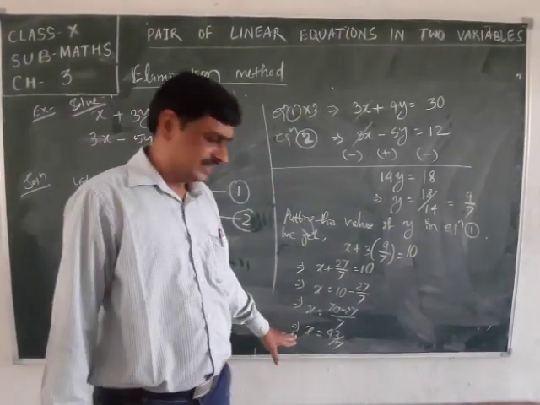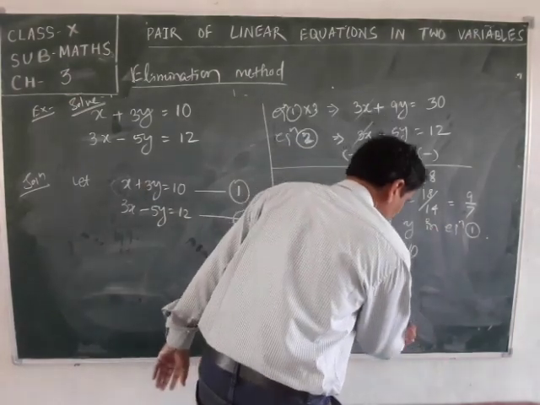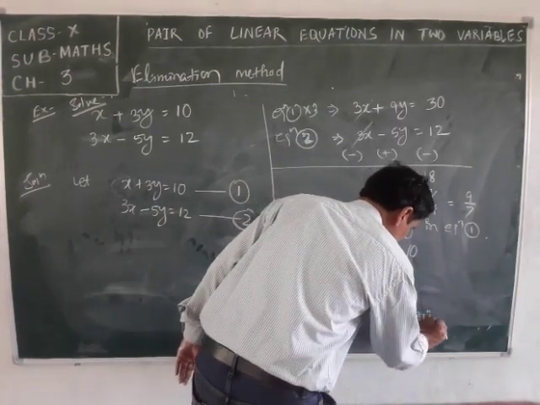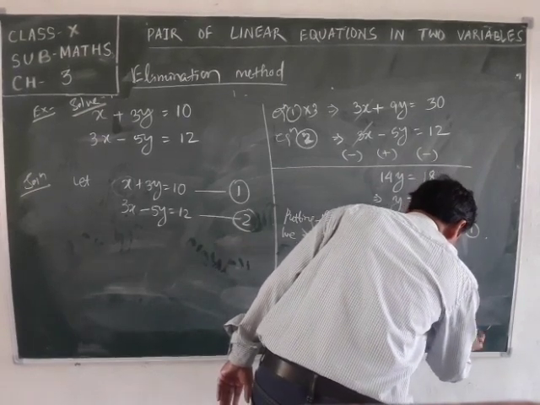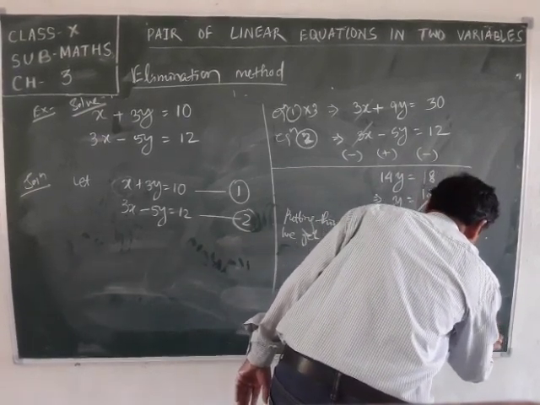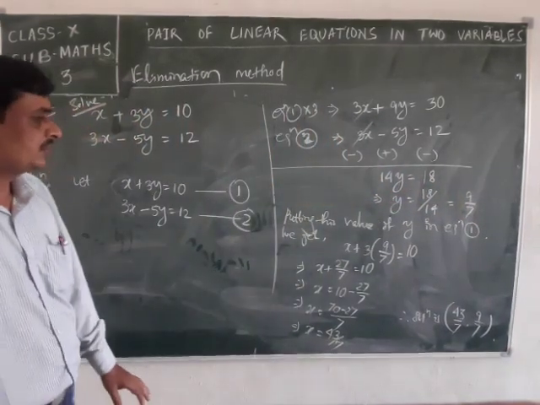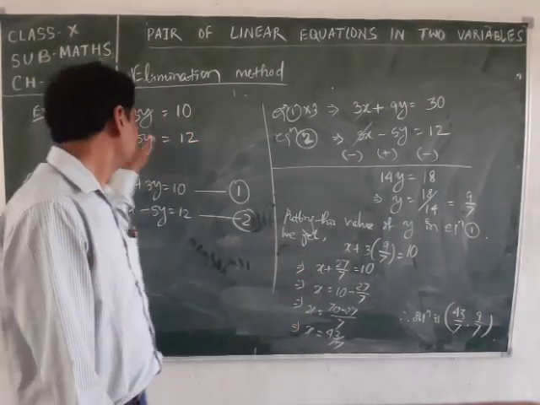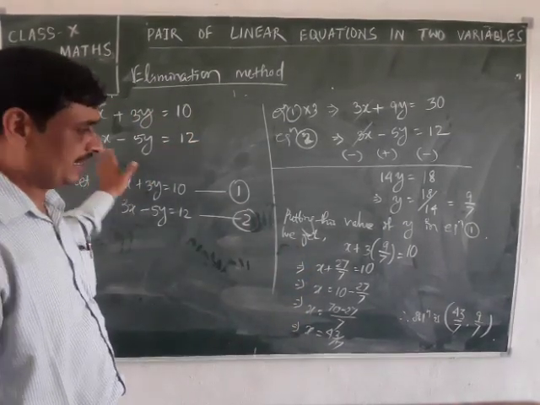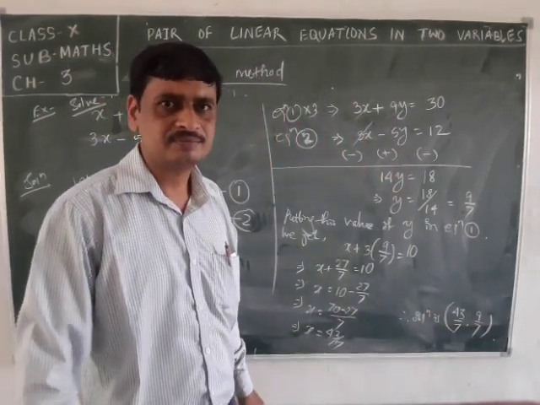Here the value of x is 43 by 7 and the value of y is 9 by 7. Therefore, the solution is 43 by 7 and 9 by 7. By the elimination method, the solution of these equations is obtained as 43 by 7 and 9 by 7.